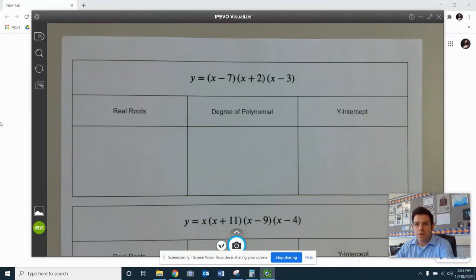Moving into the fourth unit on polynomials. We've already taken a look at evaluating them, and now we're going to be talking about roots in this situation and different things that we can pull from different looking polynomials, with focus on ones that have been higher than our quadratics. So here, looking for real roots, degrees of polynomial, and the y-intercept. We'll talk about it in this particular problem here.